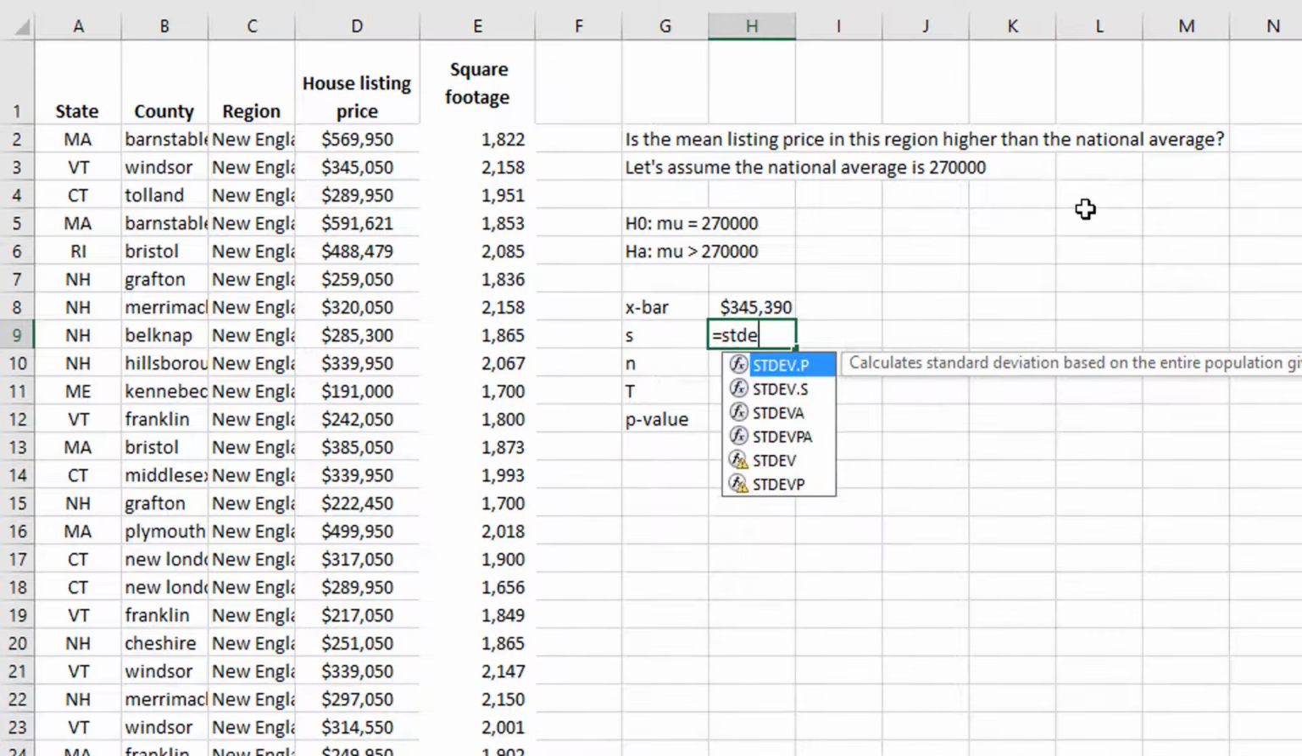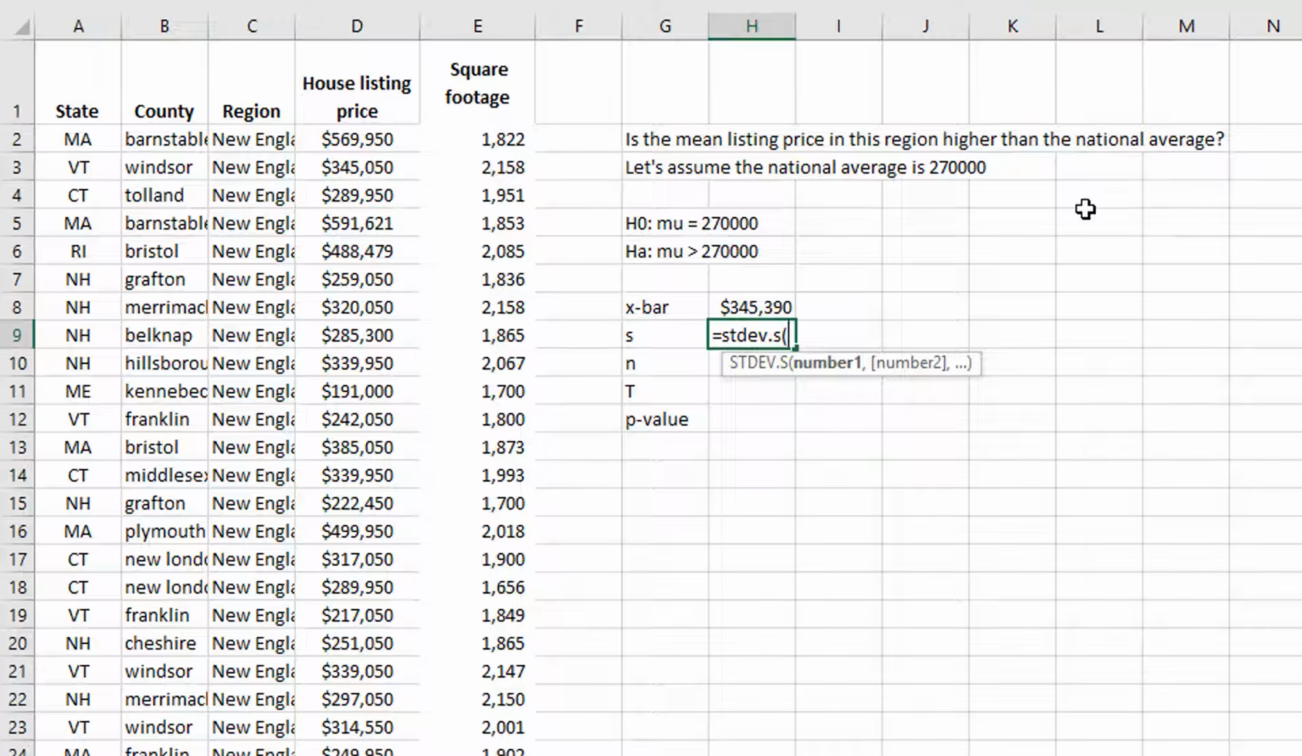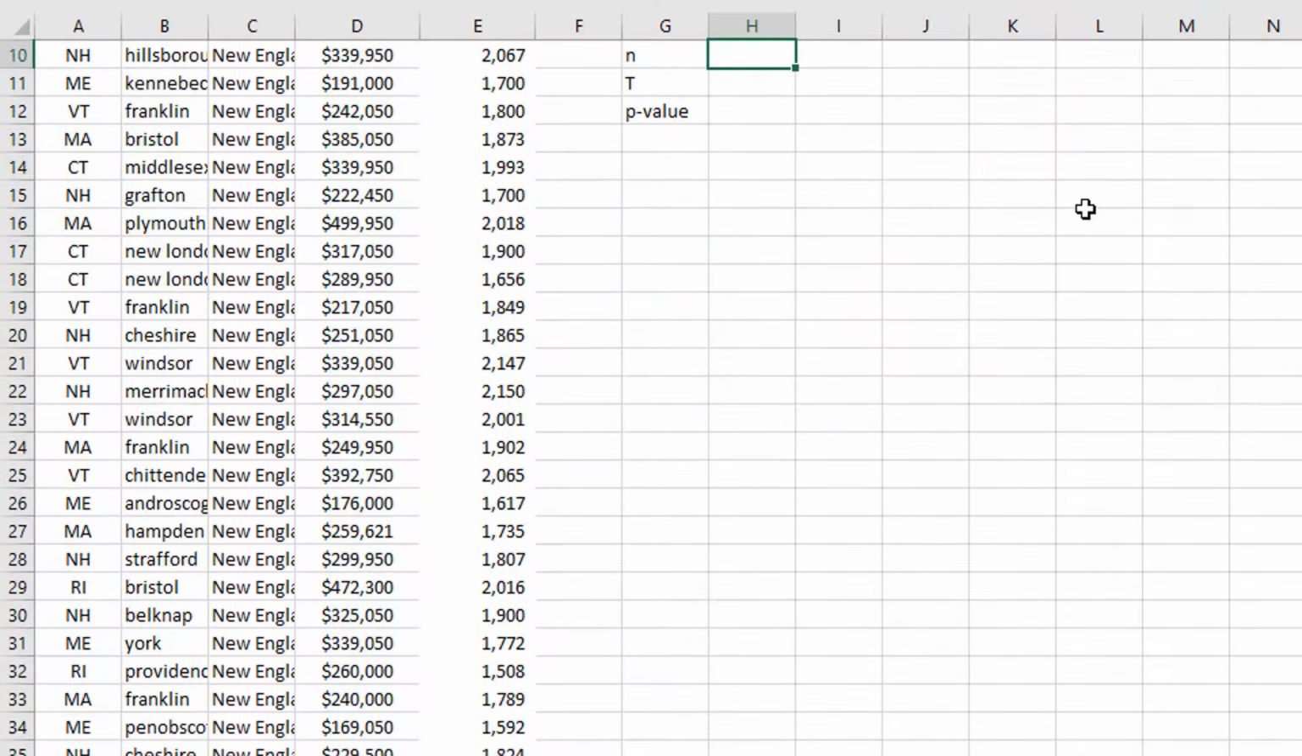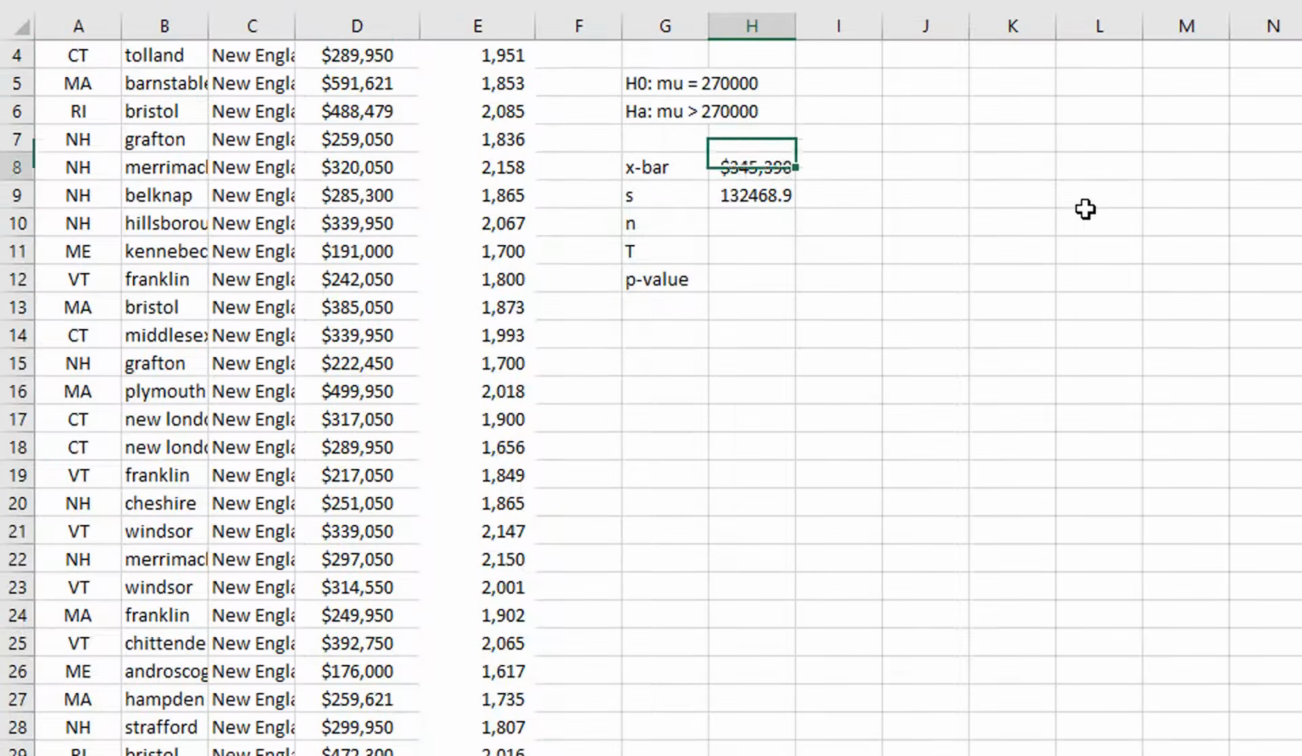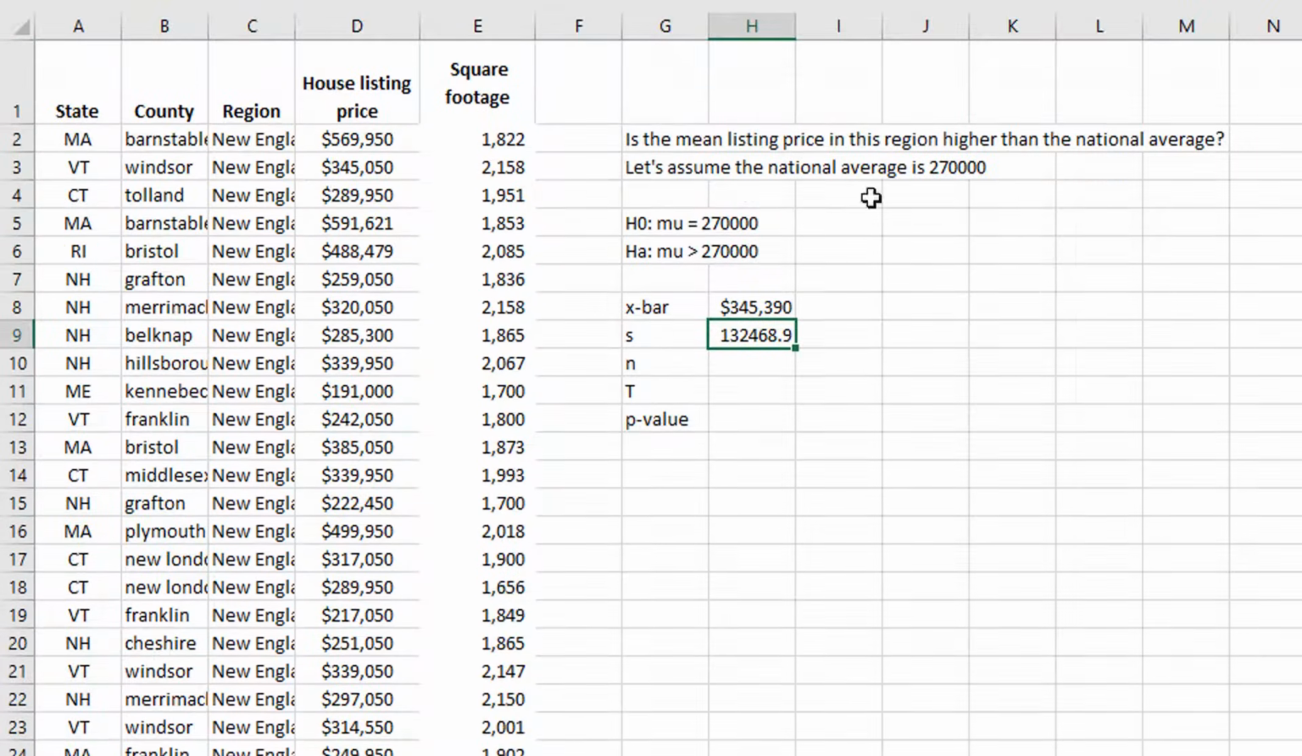So STDEV.S, because it's a sample standard deviation. I'm going to go over, select that same range of data. Okay, that's my sample standard deviation. For some reason the formatting isn't preserved for that. I don't know why, but anyway, n is 100. I'm just going to put 100 there because I know it's 100.